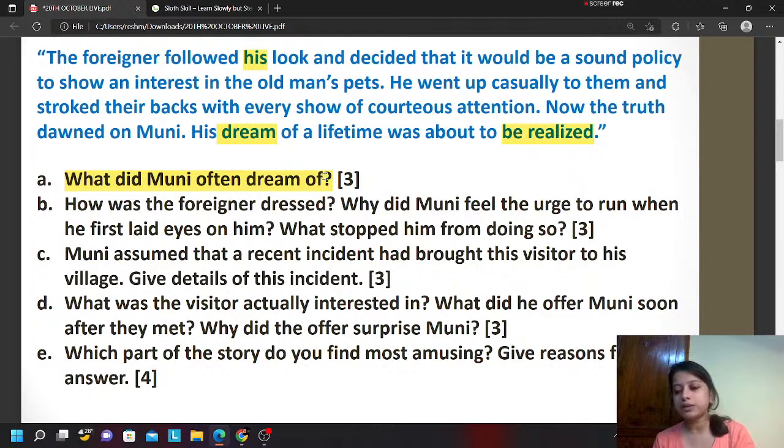If you move to page number 65, it is very important. These questions are important, okay? So page number 65. What did Muni often dream of? Muni often dreamt of, see the last part of page number 65, how he would put up a thatched roof. See, over here he had reared them up in the hope of selling them someday, and with the capital, the money, opening a small shop on this very spot.